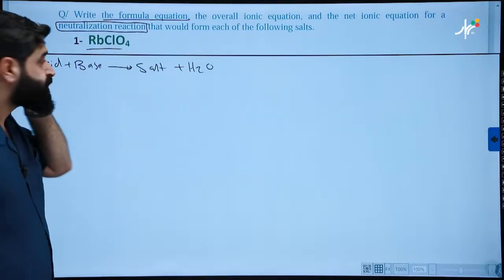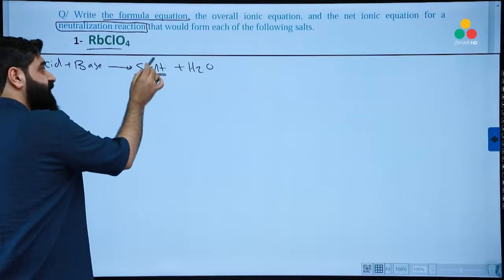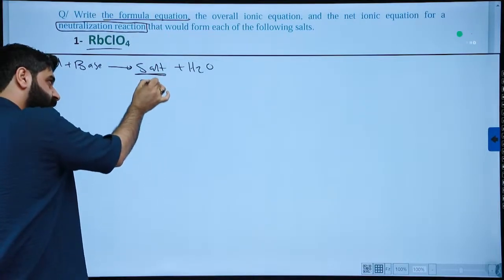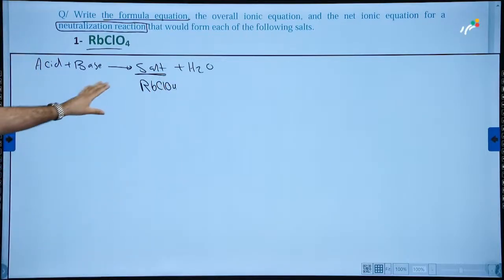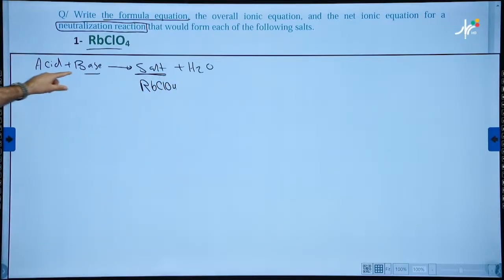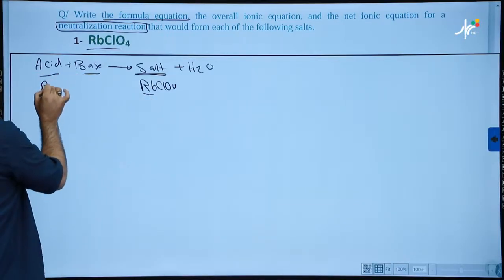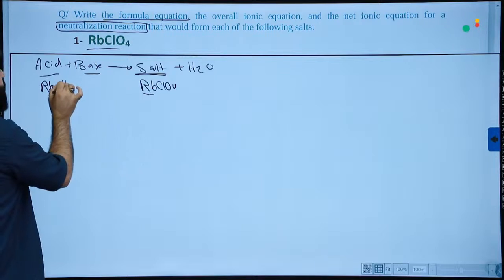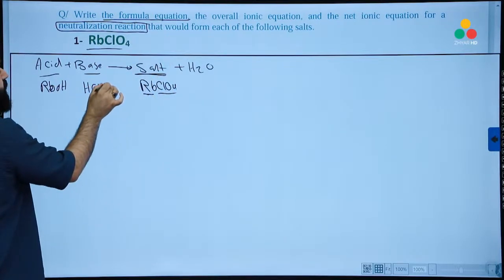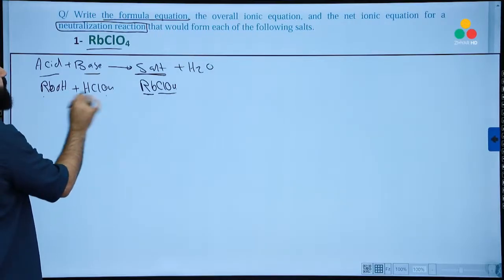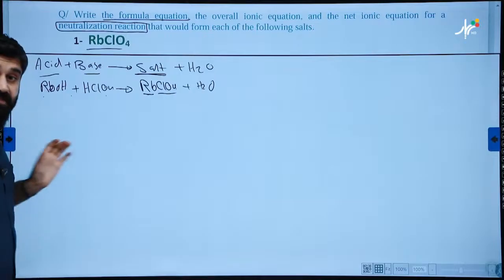rubidium perchlorate. Look, in this case, the salt is given. The salt is RbClO4. So you should guess. You should get back the acid and the base. Rb came from RbOH. ClO4, the charge is -1, so it came from HClO4. That means the reaction must be between these two to get this plus what? H2O. This is the idea.